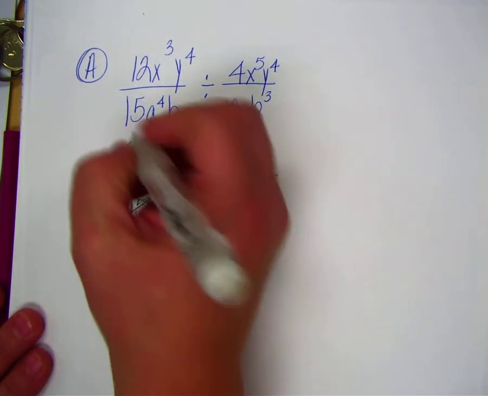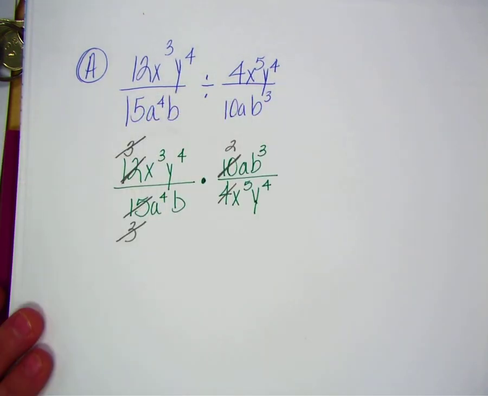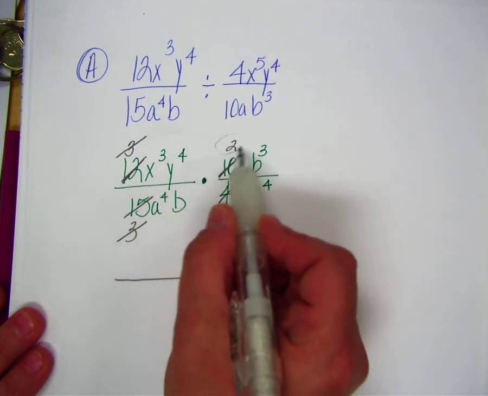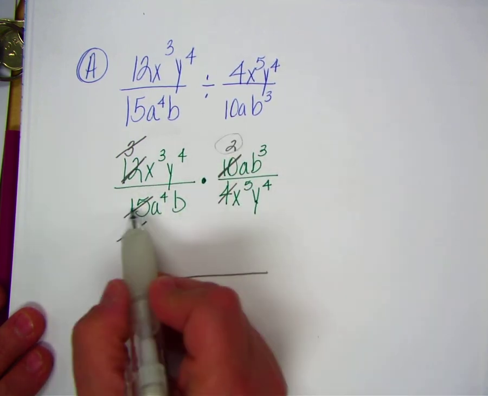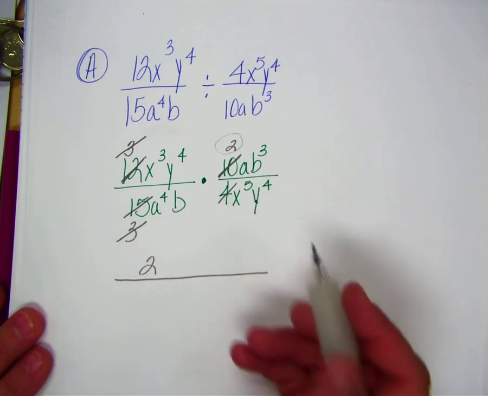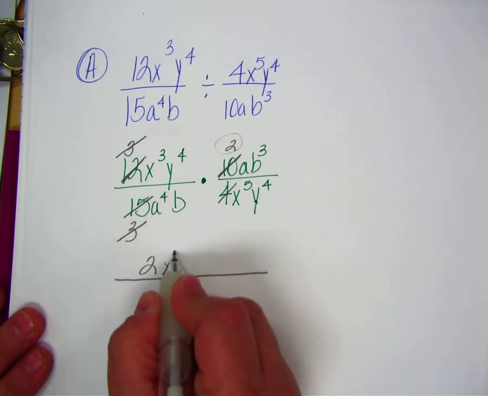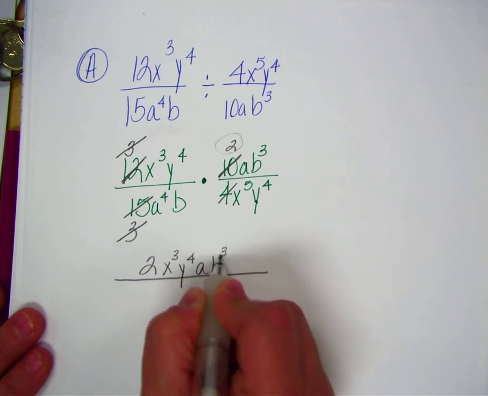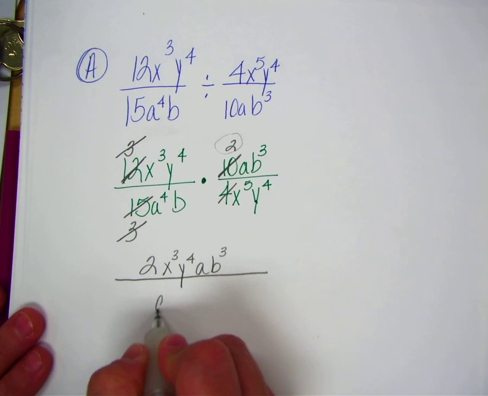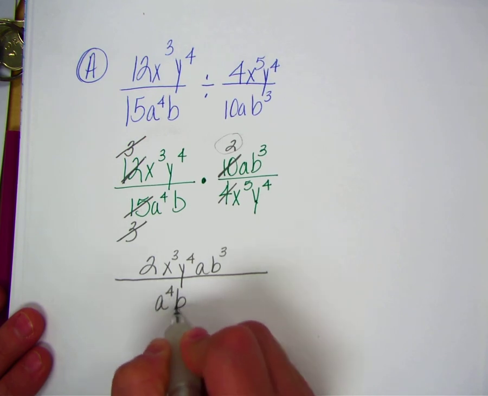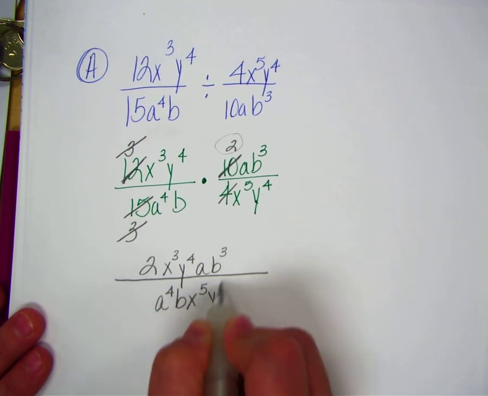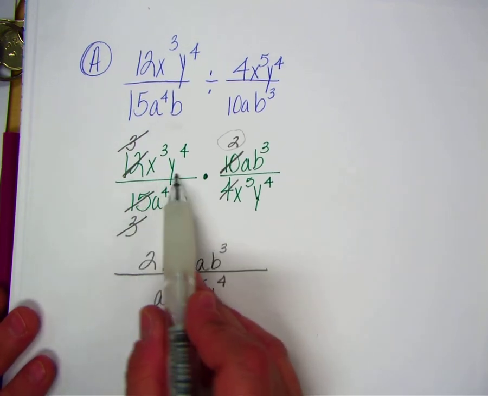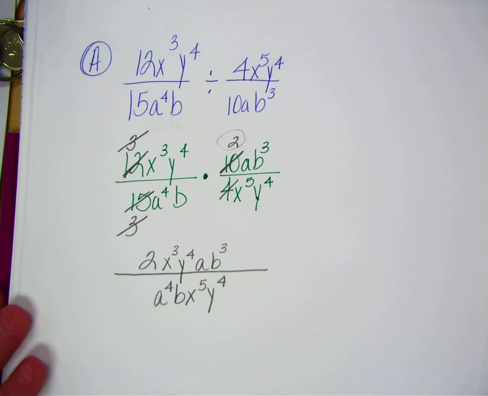I know that these 3's will cancel. So that's going to leave me a 2 in my numerator and a 1 in my denominator. Now in the numerator, I also have x cubed, y to the 4th, ab cubed. In the denominator, I also have a to the 4th b, x to the 5th, y to the 4th. All I did was just write those down. Everybody with me?